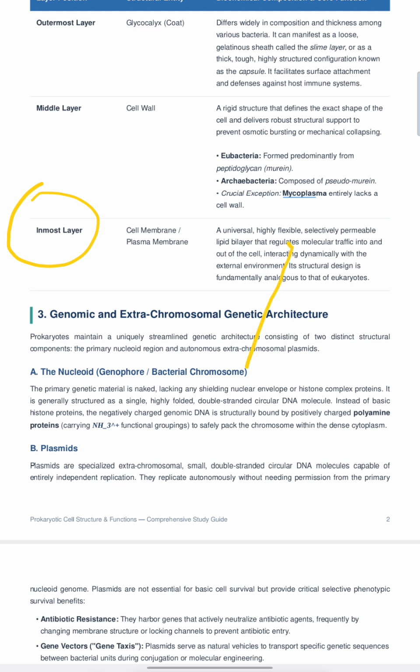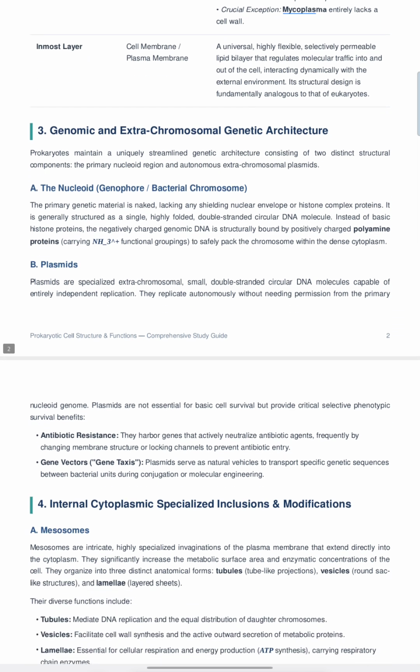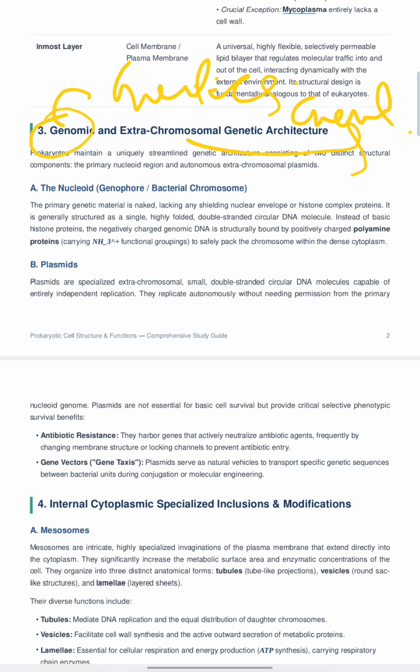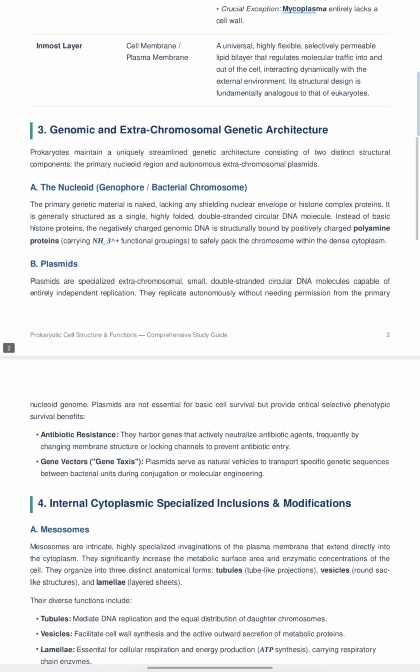Now moving to the next topic, genomic and extrachromosomal genetic architecture. This is not concept based, but we can understand that genomic relates to genetics, and chromosome means genetic material. Prokaryotes maintain a uniquely streamlined genetic architecture consisting of two distinct structural components: the primary nucleoid region and the autonomous extrachromosomal plasmid. Plasmid means small, circular, naked DNA.